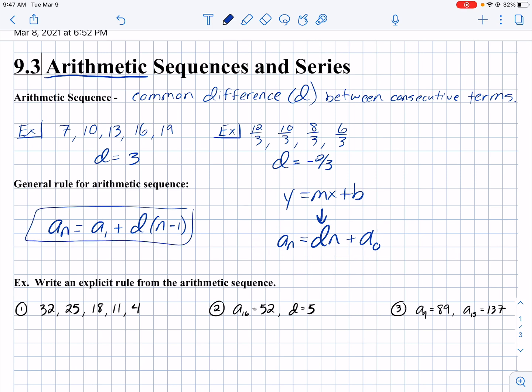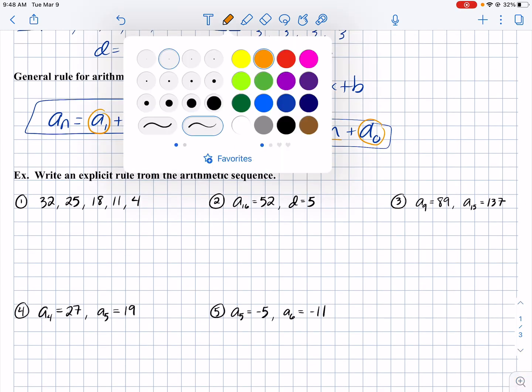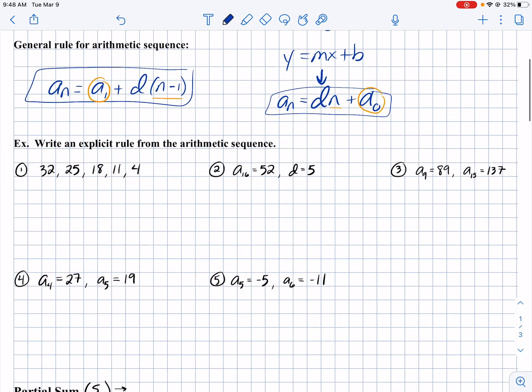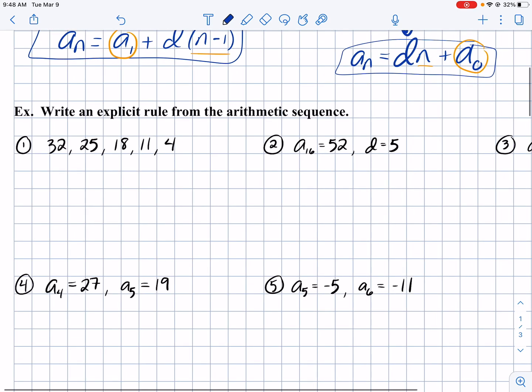Okay, so we have two equations, or two rules, that we can use. One uses the first term, so you need this n minus 1, and one uses term 0, so you just need n. Both will work. All right, let's go practice writing the explicit rule from these following arithmetic sequences. Remember, you always need two things. You either need the first term and the common difference, or you need term 0 and the common difference.